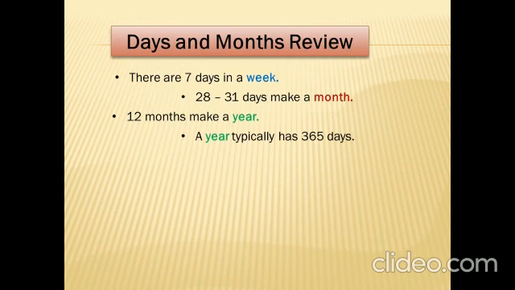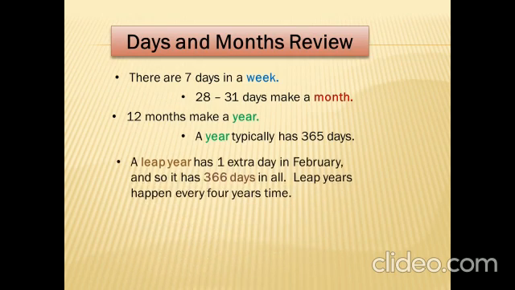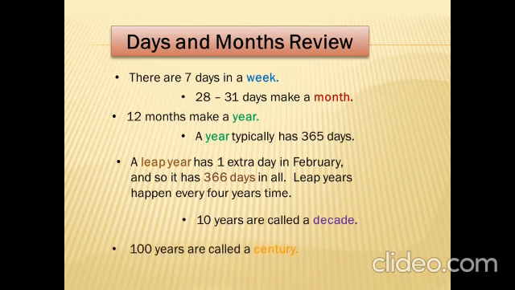What is a leap year, my dear children? A leap year has one extra day in February, and so it has 366 days in all. Leap years happen every 4 years' time. And do you know what is called a decade? 10 years are called a decade. Then, what about 100 years? 100 years are called a century.